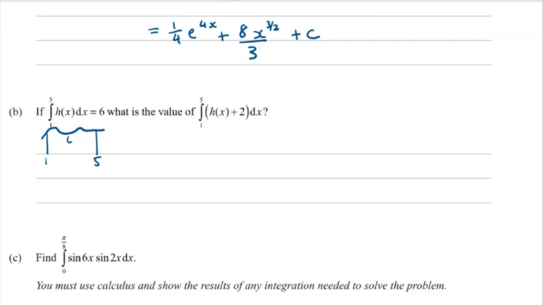Now the area that was there was 6. We now have an extra bit underneath of a height of 2 times by the base of 4. So we're just going to add 8 onto what we had. So 6 plus 8, new area is 14.